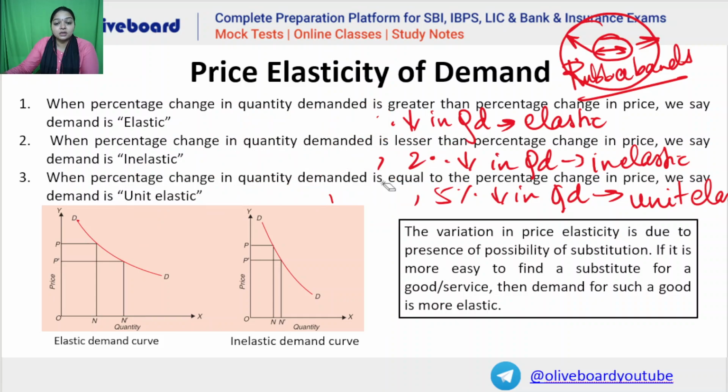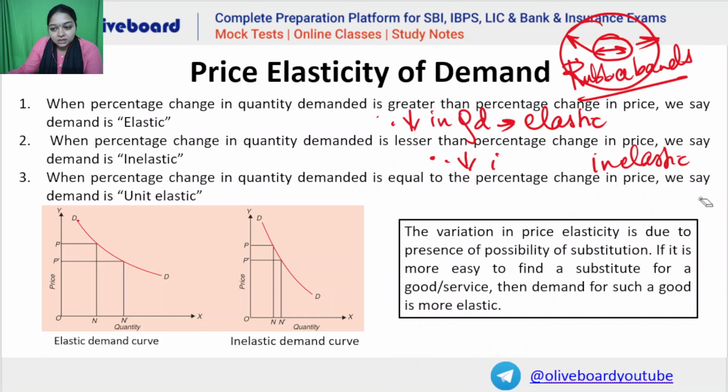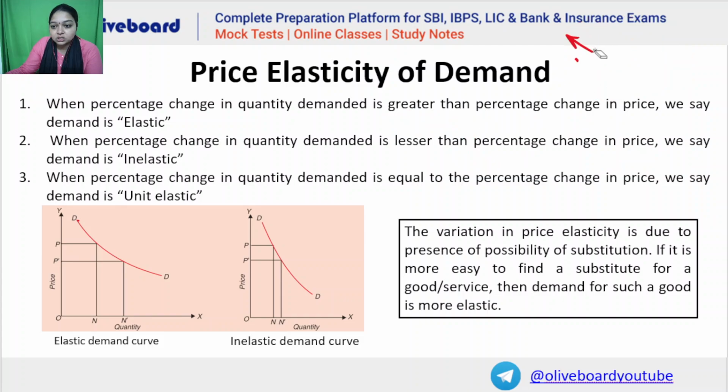In the other curve, the price is decreasing from P to P dash again, but here the quantity change N to N dash is very, very little. Even though the price change is the same, P to P dash is greater than N to N dash. So here it is an inelastic demand curve. You can see the inelastic demand curve is almost vertical.